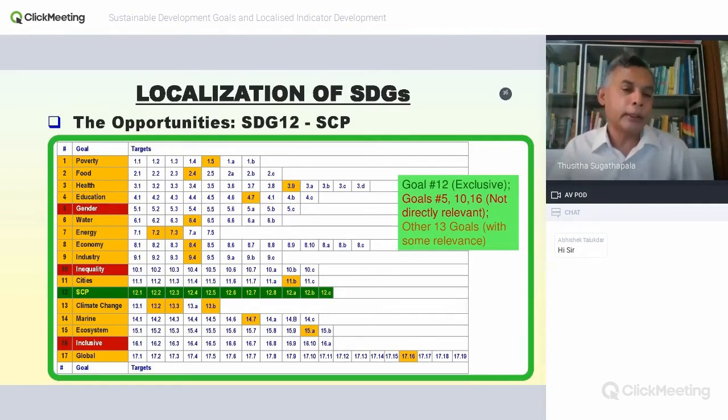So this indicates a simple way of seeing how those cross-cutting themes can be used to simplify the development of targets and indicators, because these are common targets and indicators. Therefore, we can have a synergetic approach in developing and localizing targets and indicators.